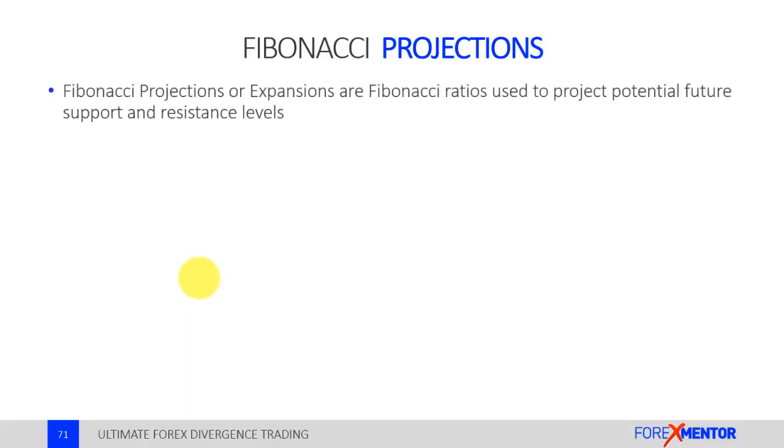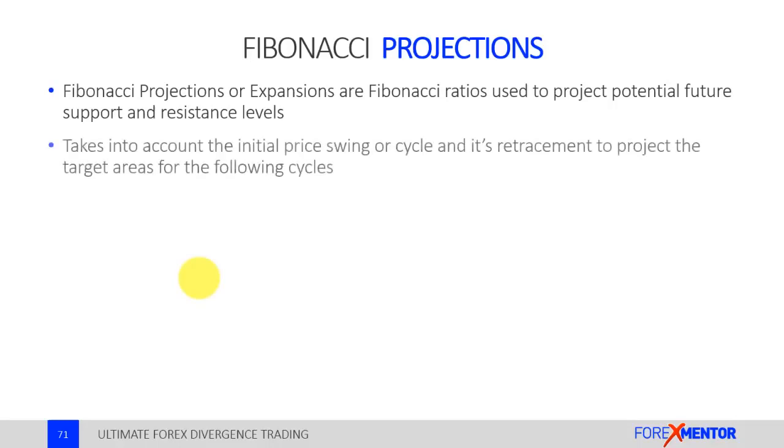Fibonacci projections or expansions are Fibonacci ratios used to project potential future support and resistance levels. Now, we just talked about extensions, and we're going to show you the difference with the projections. Projections take into account the initial price swing or cycle and its retracement to project the target areas for the following cycles, and that's the difference.